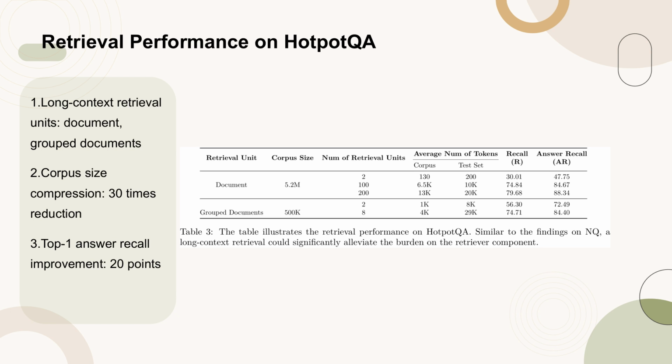Additionally, it provides more comprehensive information compared to shorter passage-level retrievals, which might suffer from incomplete information due to chunking. The table also notes that in HotPotQA, retrieval units are only at the document and group document levels, as the dataset uses abstract paragraphs from Wikipedia pages.